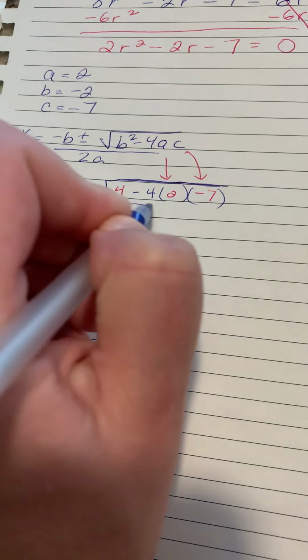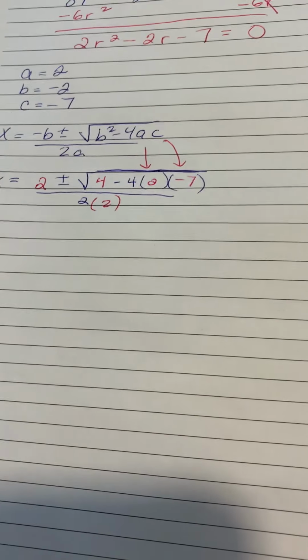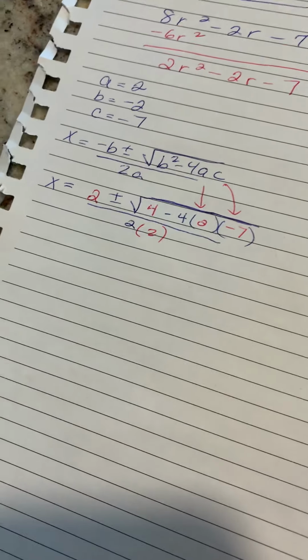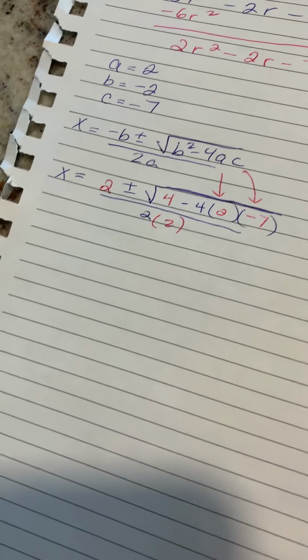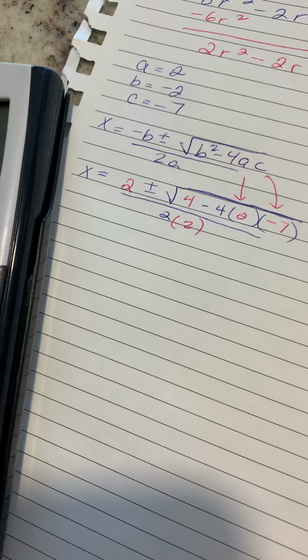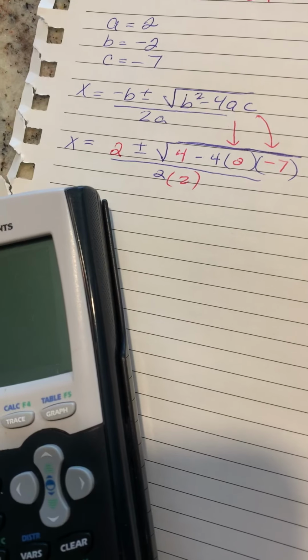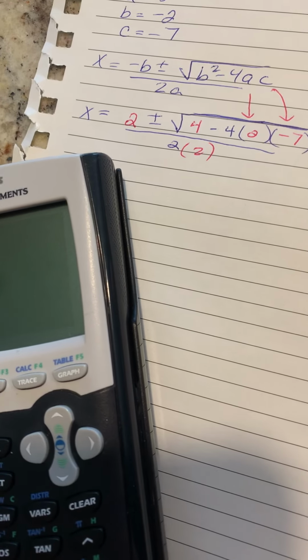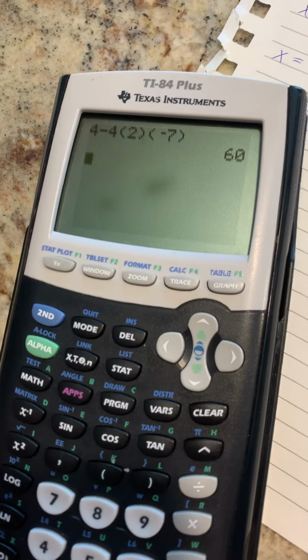And then it says all divided by 2 times a. So again, a is 2 in this problem, so 2 times 2. A can be anything, so it's not always 2 times 2, but in this case it is. All right, so once we fill into the formula, we have to figure out what the radical is. So I'm going to take what's under the radical and type it into my calculator. Under my radical, it says 4 minus 4 times 2 times -7. So I have a 60 under my radical.